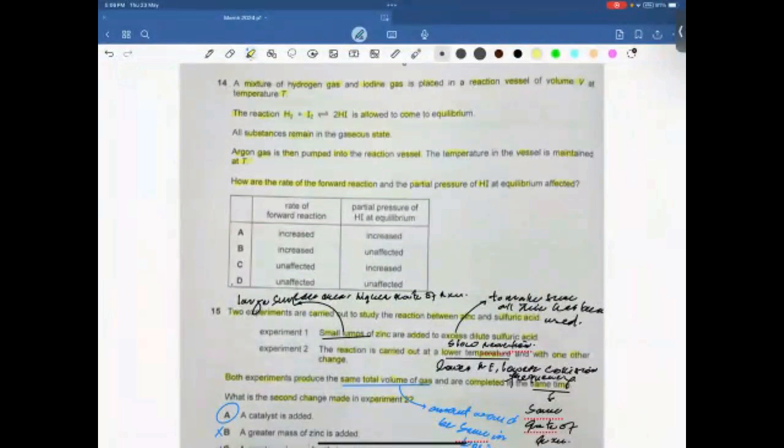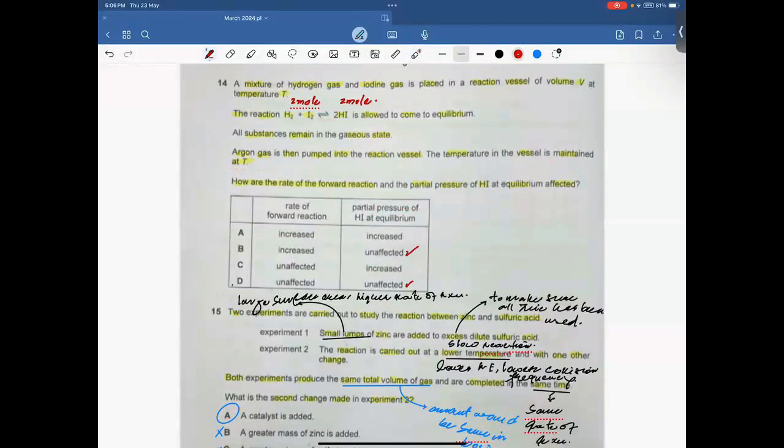Okay. So the reaction is reversible and we are maintaining the temperature. So definitely the kinetic energy would remain the same. Since we have 2 moles on this side and we have 2 moles on the product side, as the number of moles on both sides is the same, there will be no effect of pressure. So the partial pressure of HI at equilibrium would be unaffected. So that's very straightforward information. But yes, let's talk about why.